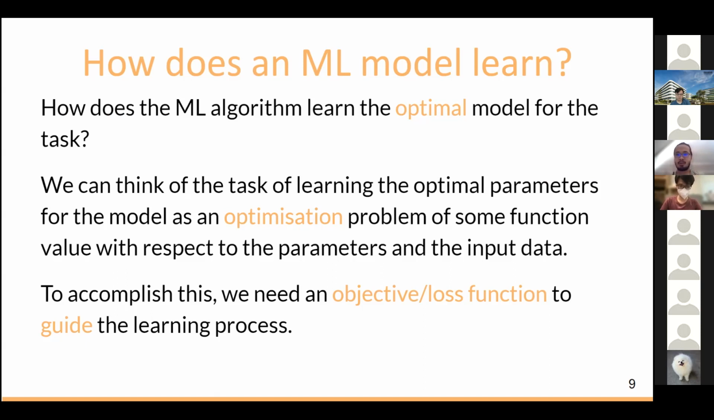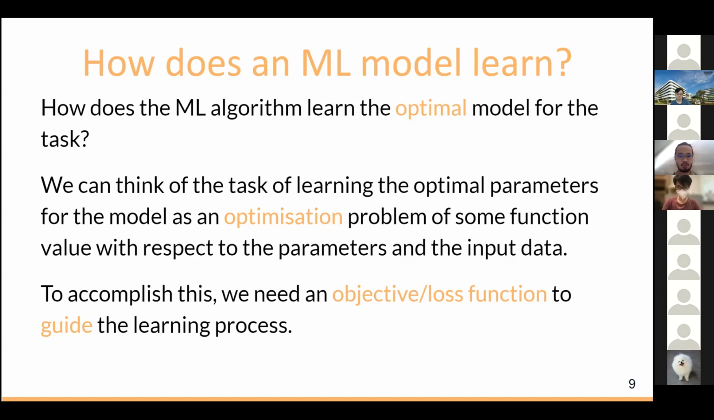So basically, in order for the algorithm to learn an optimal model, it needs to find an optimal set of parameters. If you think of it simply, it is the set of parameters which allows the function to map the input data to the output labels or output variables with as little error as possible. So we can think of it as a form of optimization going on. To accomplish this, we need an objective function, commonly called a loss function, which is a mathematical way of guiding the learning process.